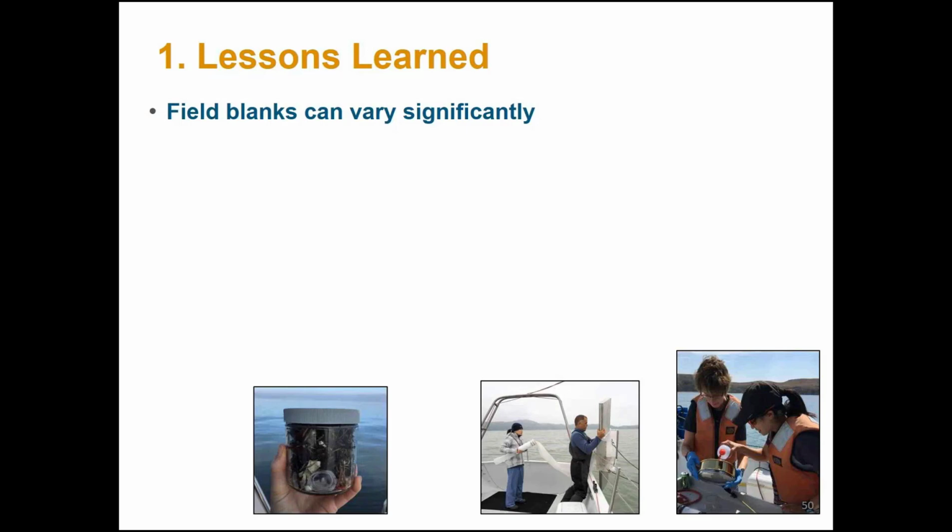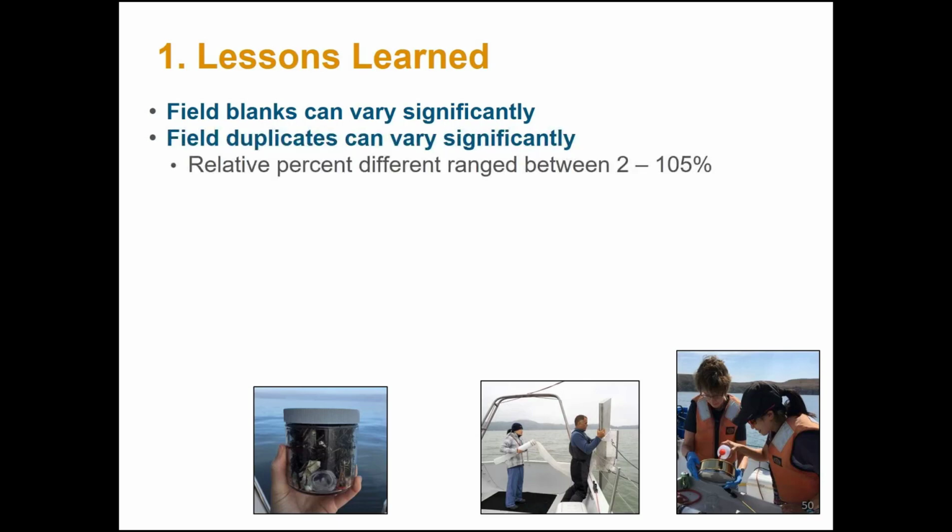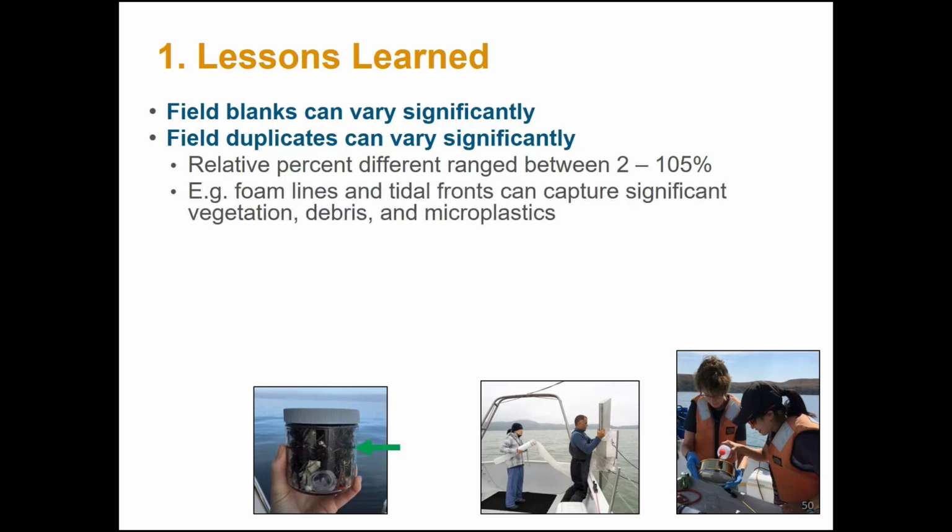Some lessons learned from our sampling effort was that the field blanks can vary significantly. Each time we go out, the conditions are very different, different people, sometimes different boat, wearing different clothes, and so that can affect what's in the field blank. We also saw pretty significant variation in our field duplicate. For example, our relative percent differences that we saw range between 2 and over 100%.